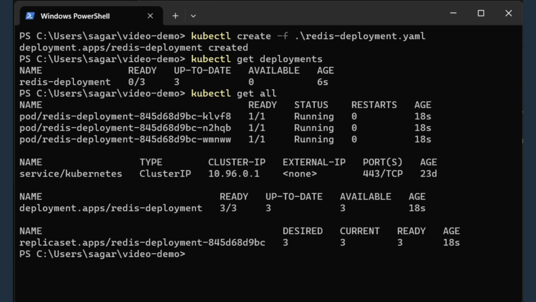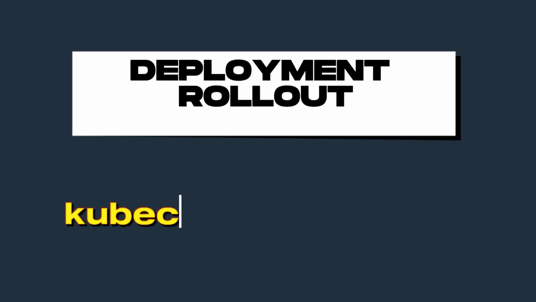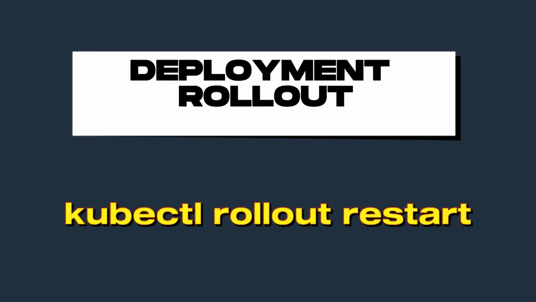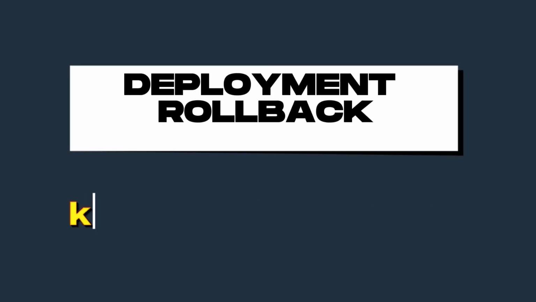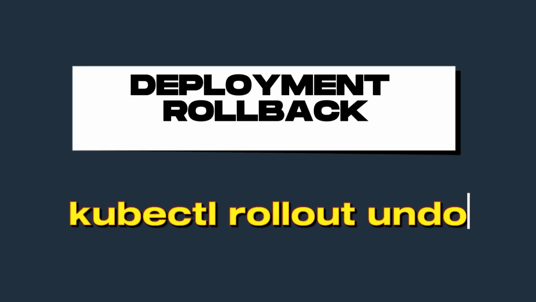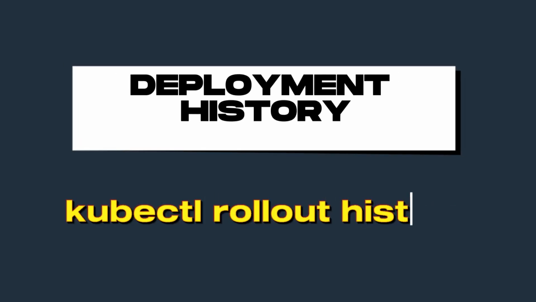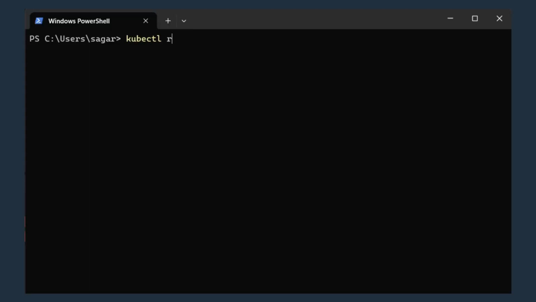With the deployment resource, we can manually trigger deployment using the rollout command. Also, we can roll back the current deployment to the previous one using the undo command. We can see all these revisions to the deployment using the history command. Let's trigger the deployment manually using kubectl rollout restart deployment redis-deployment. Here we provide the deployment name as an input.